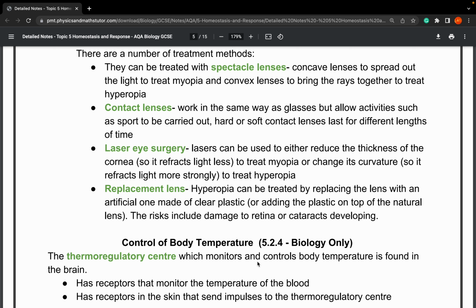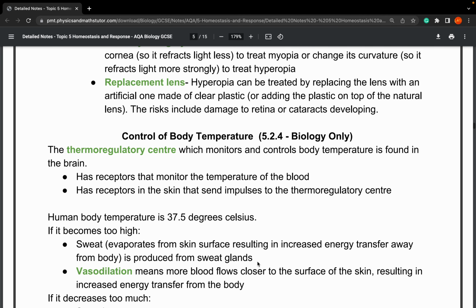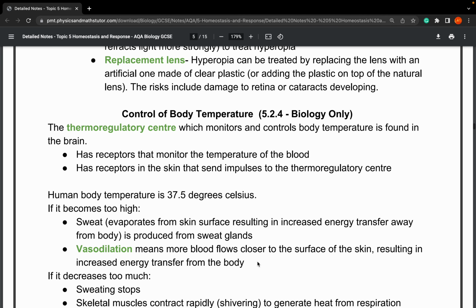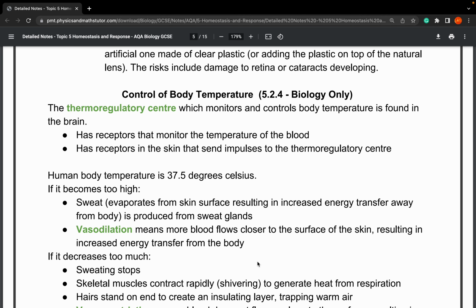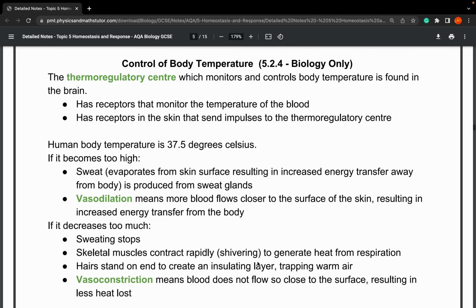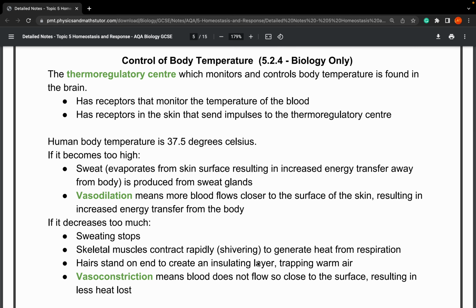Okay, intraocular lens surgery. And now we are finishing the eyes and getting into the next topic, which is the control of the body temperature. So we have a thermoregulatory center. Thermo means temperature, regulatory means which regulates. This monitors and controls the body temperature, and the thermoregulatory center is found in the brain. It has receptors that monitor the temperature of the blood.